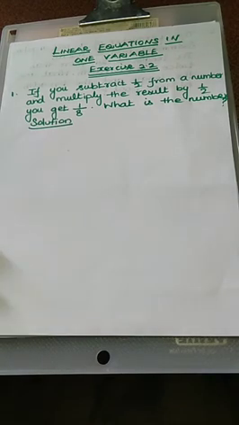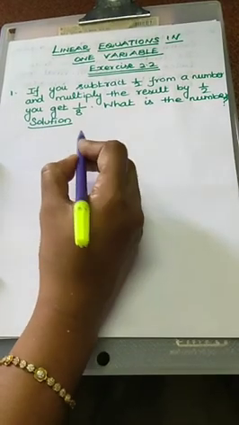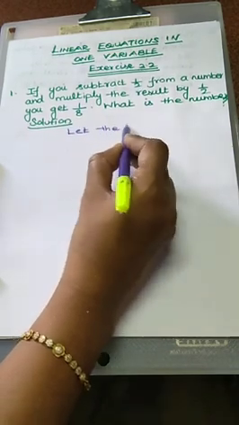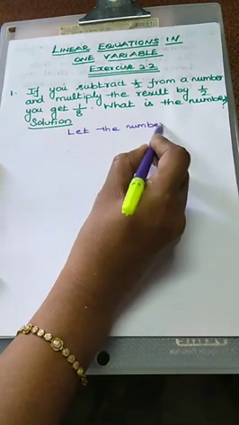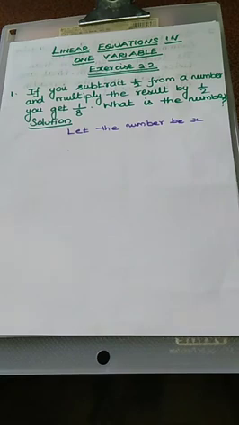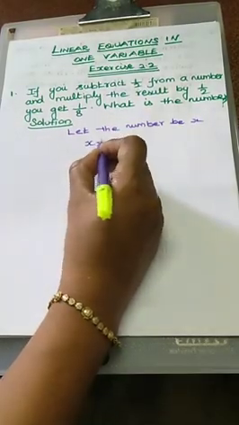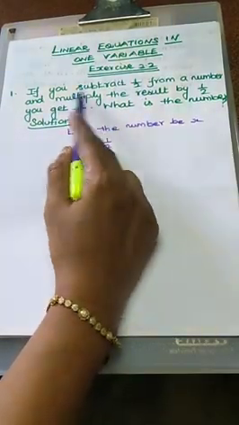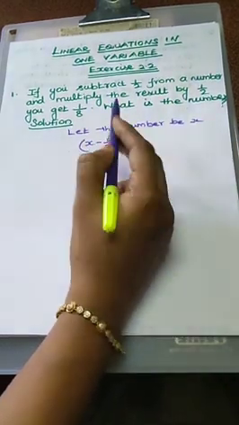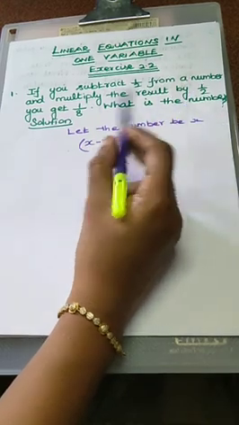First we assume the number to be x. Let the number be x only. Next, if you subtract 1 by 2 from a number, that is x minus 1 by 2. That is the meaning. Next, multiply the result by 1 by 2.